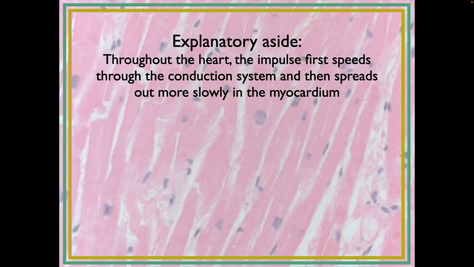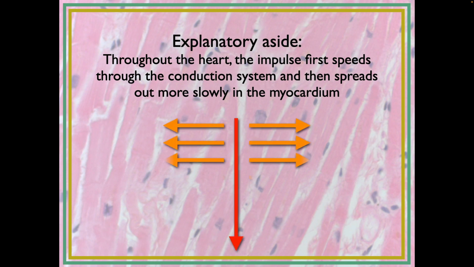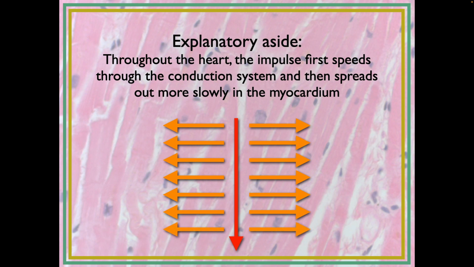Now, explanatory note. The impulse leaves the SA node and goes flying down the specialized conduction system in the atrium. There are sort of these tracks that exist in the atria of the specialized conduction system. Throughout the heart, there is a very particular way that electricity spreads. And for you to understand what happens, I really can't emphasize enough, it's important to understand what I'm saying now.